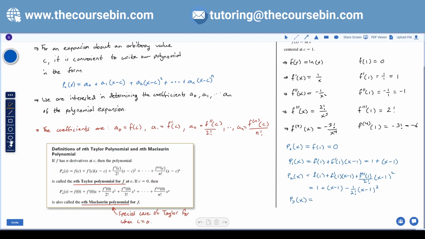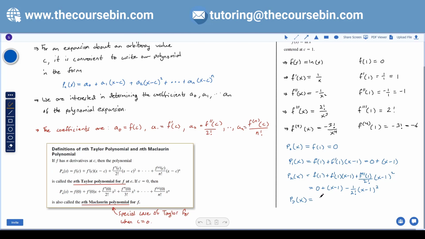Hold on, I think I made a mistake. Let's go back to P1. In P1, I accidentally put f of 1 as 1. It should be 0, right? F of 1 is 0. So this is 0 here. And I made the same mistake here as well, so it should be 0. Yeah, for the f of 1, I accidentally put 1. Alright, so it's 0 plus this and 0 plus this.